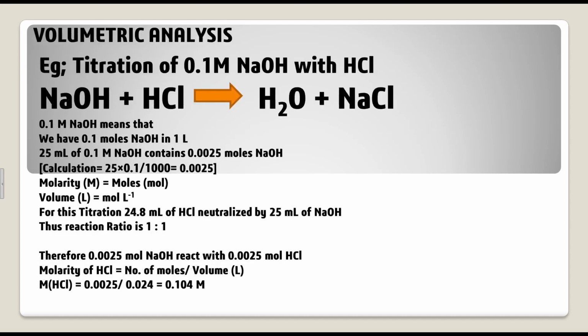What next? An example for volumetric analysis. That is the titration of 0.1 M sodium hydroxide with HCl. The reaction is sodium hydroxide reacting with HCl. You will get H2O and sodium chloride.